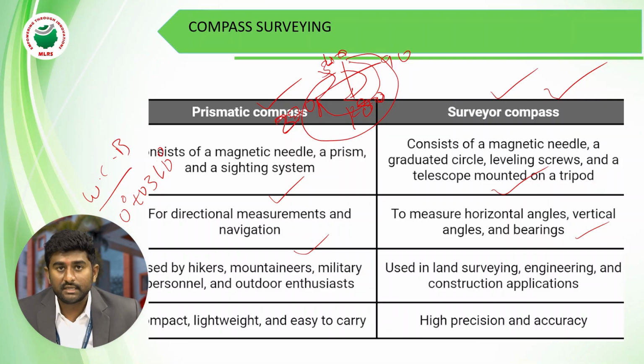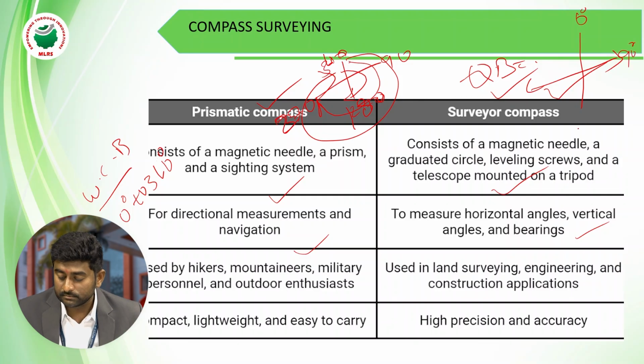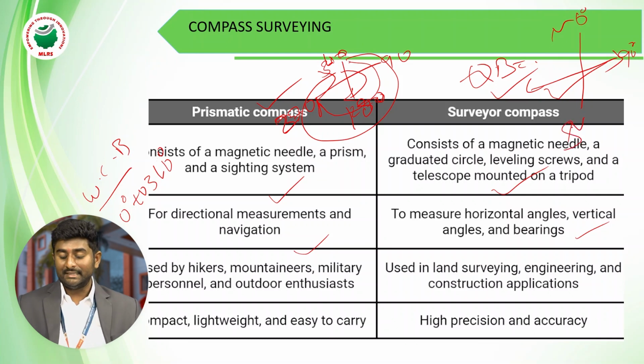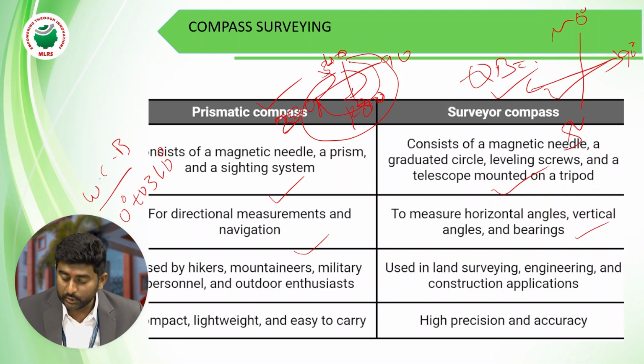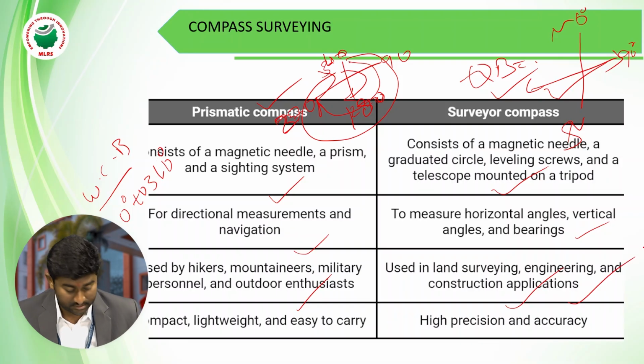In the surveyor compass, we use the quadrantal bearing system. Quadrantal bearing system: 0 degrees to 90 degrees, from the north reference line to the south reference line. In this system, it is 0 to 90 degrees only. Next, the prismatic compass is lightweight and easy to carry. Next, the surveyor compass gives high precision and accurate results.